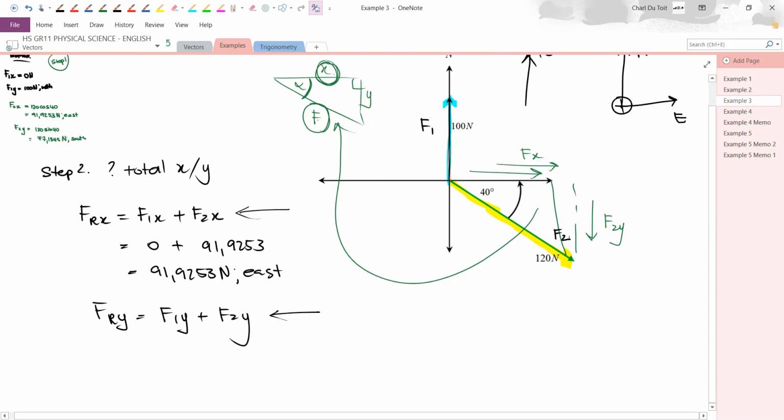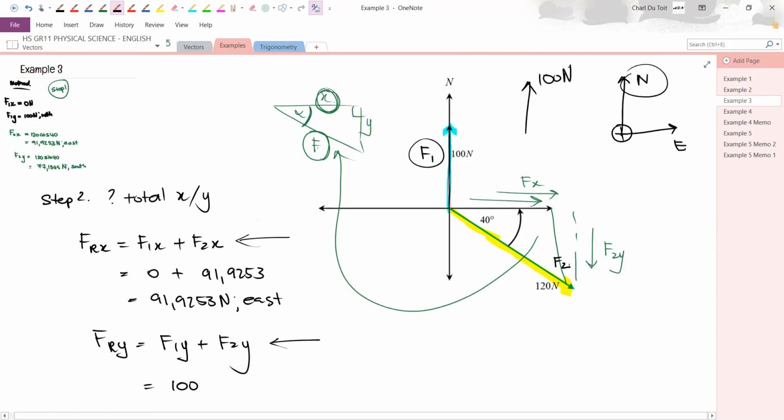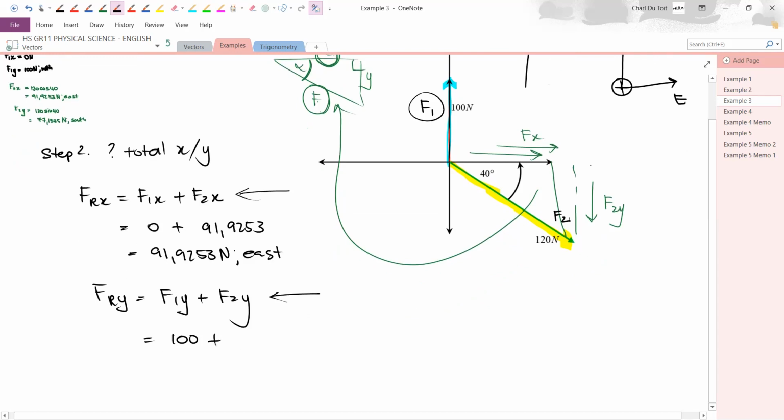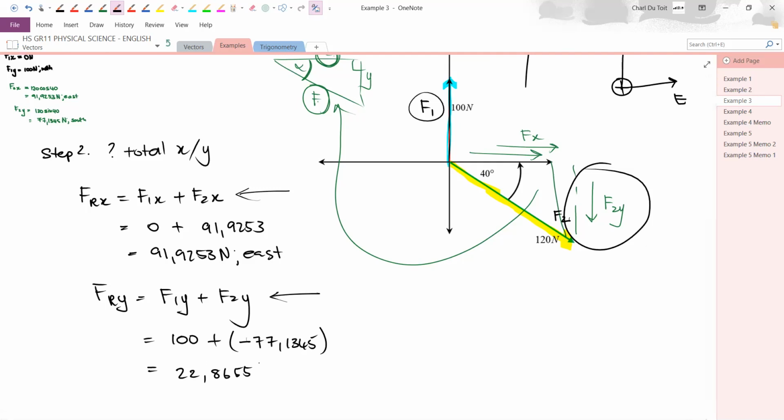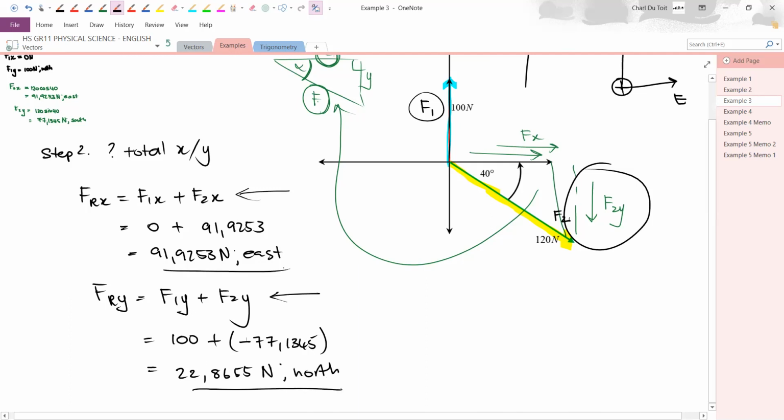So what is the one component? Well, the first force has a 100 Newton north, and we have decided that north is positive, so I'm giving that a positive value. Plus, the Y component of the second force has a south direction, so that would be a negative value, and that was 77,1345. And that gives me a total of what? 22,8655. Quickly do that. Yeah. Newton north. So this is the second step completed. What is the total value of all the x's, and what is the total value of all the y's? And you can quickly do a screenshot there.